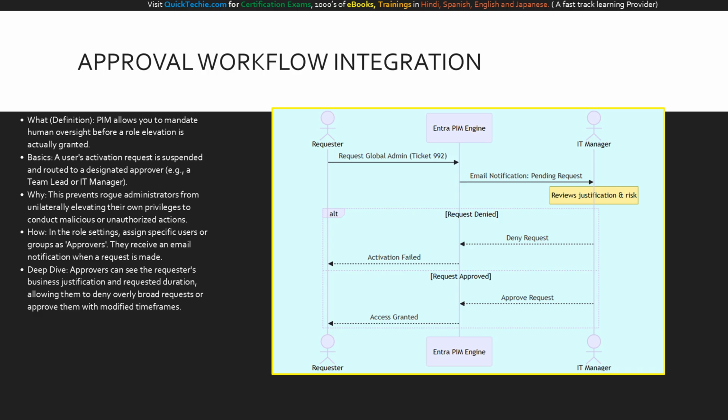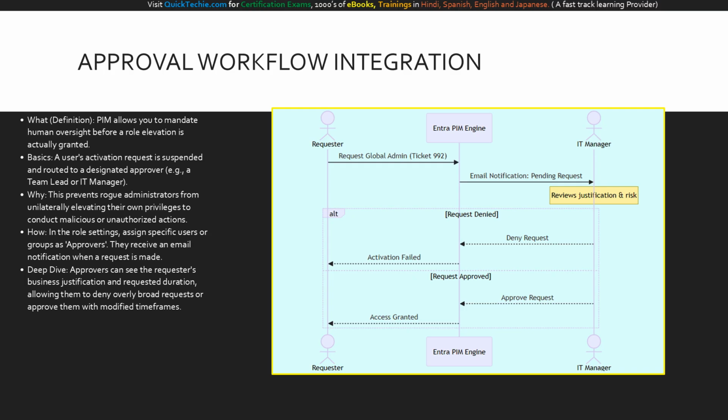Diving deeper into the mechanics, the approver receives an email containing the requester's business justification and the requested duration. The approver can validate the request against active change tickets, and they have the power to outright deny suspicious requests, ensuring strict operational discipline. Let's trace the communication flow of an approval request. The requester asks PIM for global admin rights, citing ticket 992.